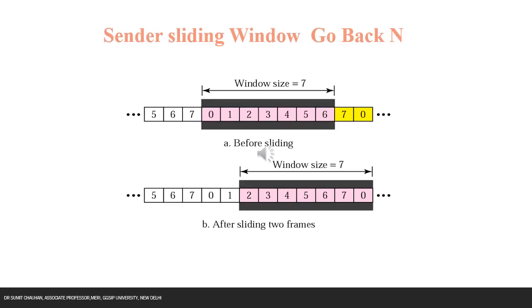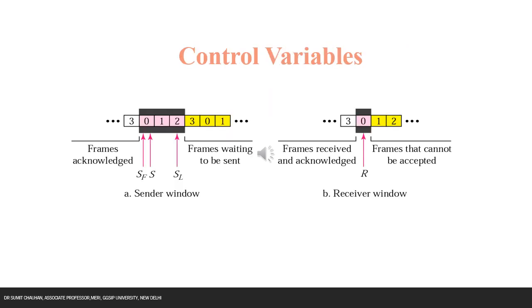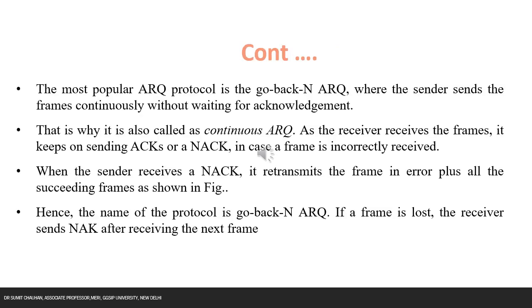Sender sliding window, go back N. This one is the receiver sliding window. Control variables. A popular ARQ protocol is go back N ARQ, where the sender sends frames continuously without waiting for acknowledgement. That is why it is also called continuous ARQ.